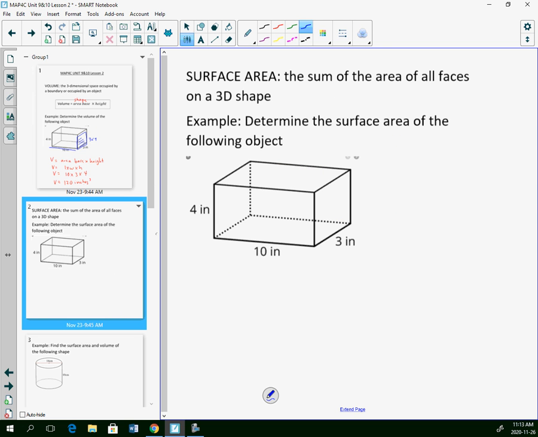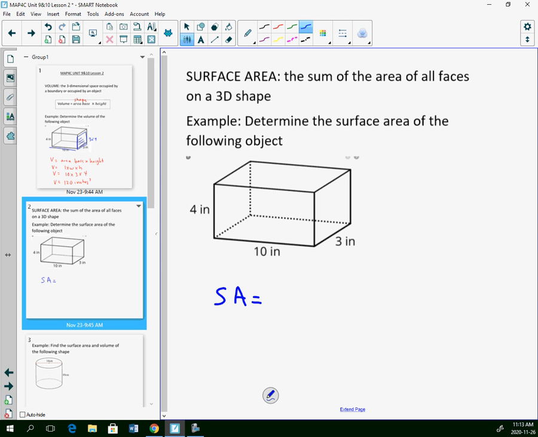Okay, surface area is a little bit different in that it's the sum of the areas of all the faces. So just think about if you wanted to cover it, right? Let's say we had this box and we wanted to wrap it. Then how much paper are we going to use to wrap this box? And so surface area is the sum of all the sides. Sometimes we call this a net. So if you opened it up, you would see all the shapes that you have created.